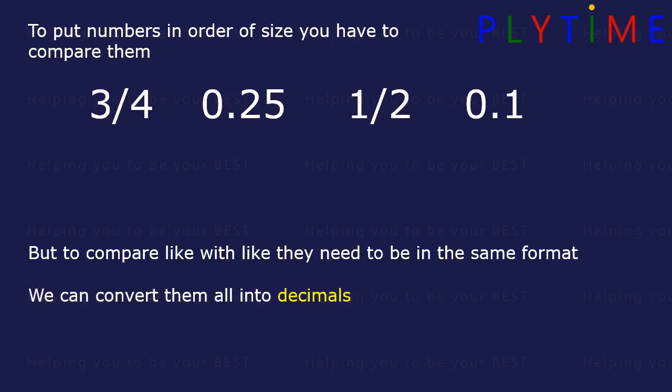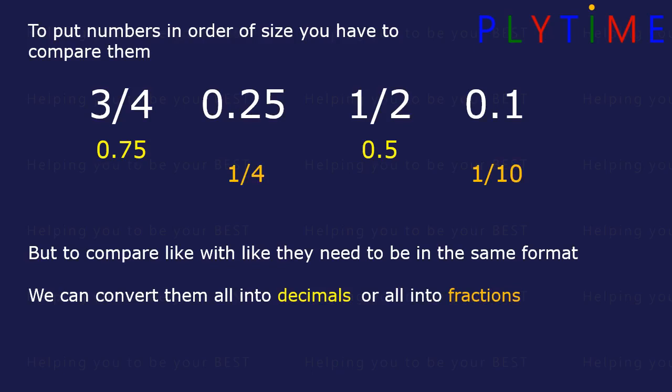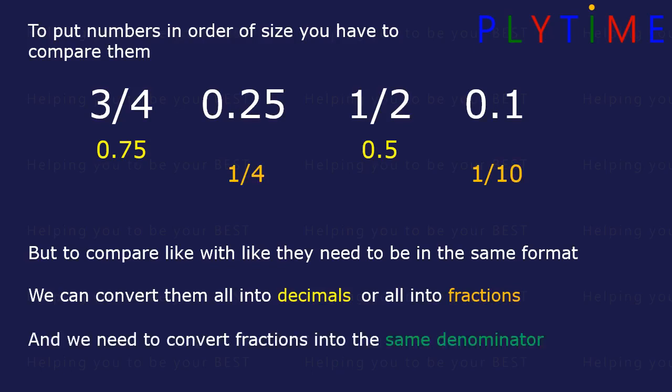We could convert them all into decimals. 3/4 is the same as 0.75 and 1/2 is the same as 0.5. We could now compare them, or we could convert them all to fractions. 0.25 is 1/4 and 0.1 is 1/10. But to be able to compare fractions, they all need to be in the same denominator. We could look at hundreds.